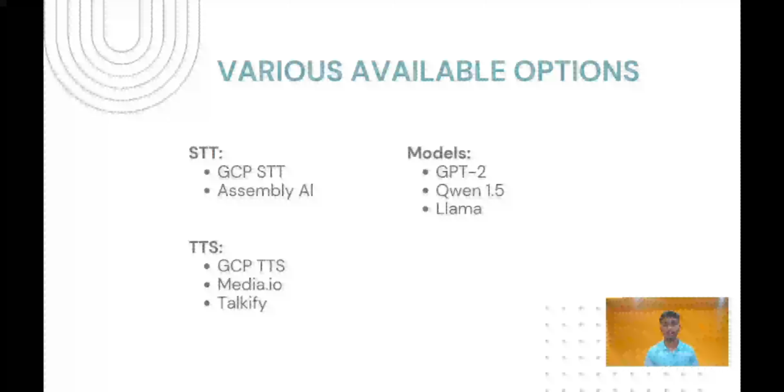And also, when it comes to models, we have GPT-2, Llama, Qwen 1.5. These are free to use. They are pre-trained models with a limited amount of pre-knowledge. And in our case, we have to train those models with our data. This process is called fine-tuning, where we train the already pre-trained model with our requirements.